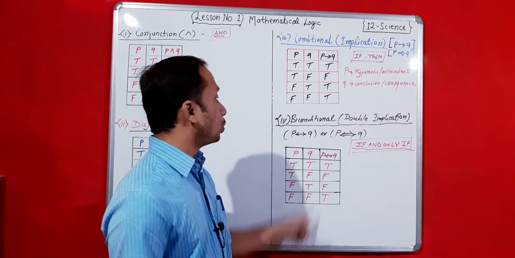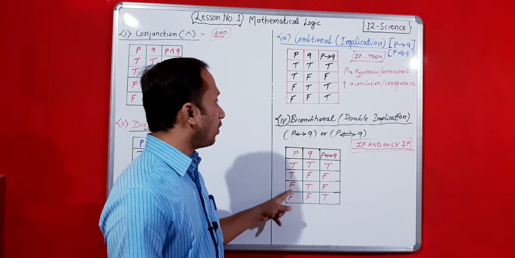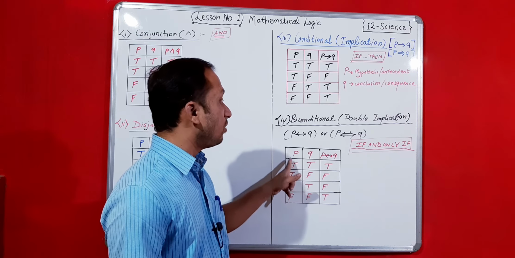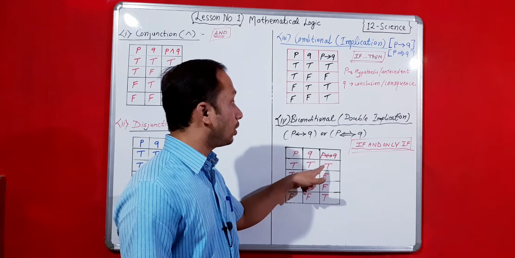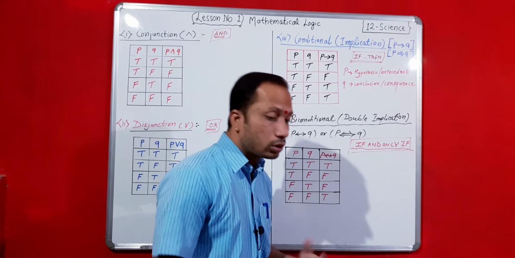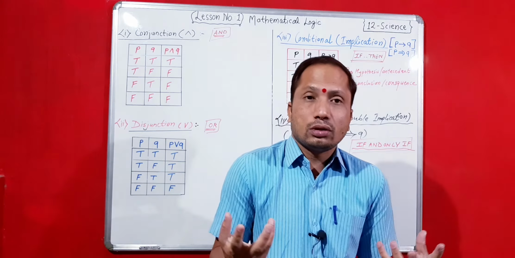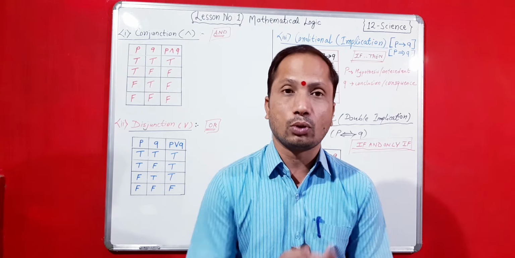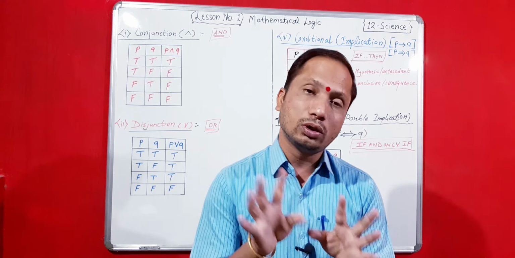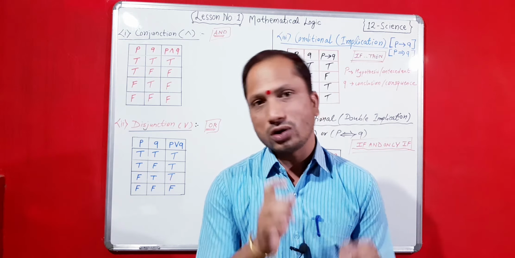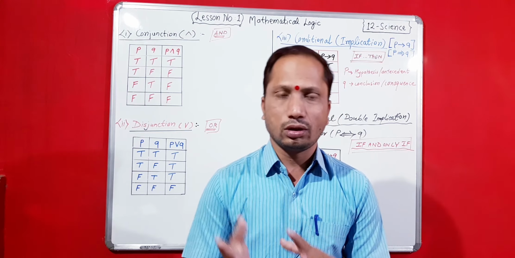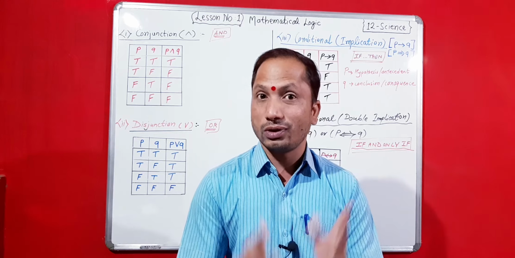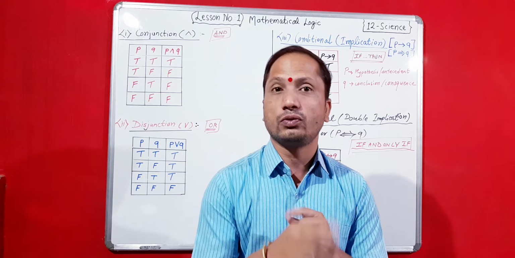So the first two columns are the same: true, true, false, false, and true, false, true, false. Now see the result: if p then only q is true when both truth values are the same. True and true, then it is true. False and false, then it is true. If one is true and one is false, or one is false and one is true, it is false.